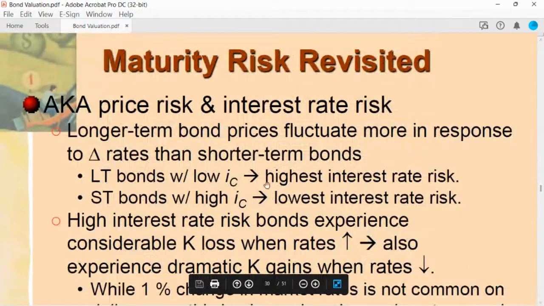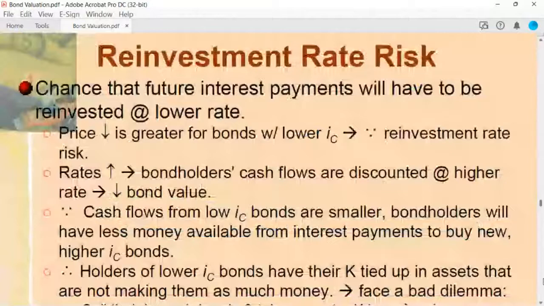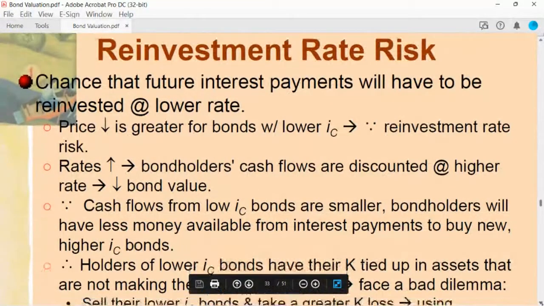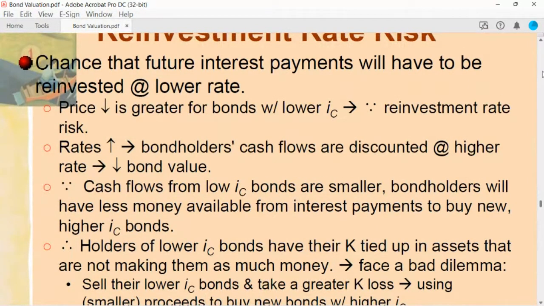Okay, so this is what it's talking about. The rest of it is about the reinvestment rate risk. Interest rate risk is very obvious when interest rate goes up, but there is no downside to the price of the bond when interest rate goes down. But then when the interest rate goes down, there's a downside in reinvestment rate risk.